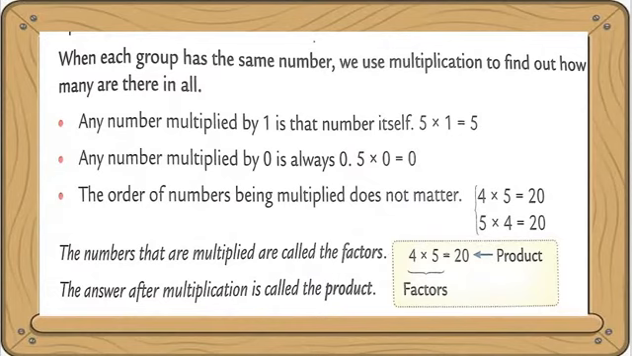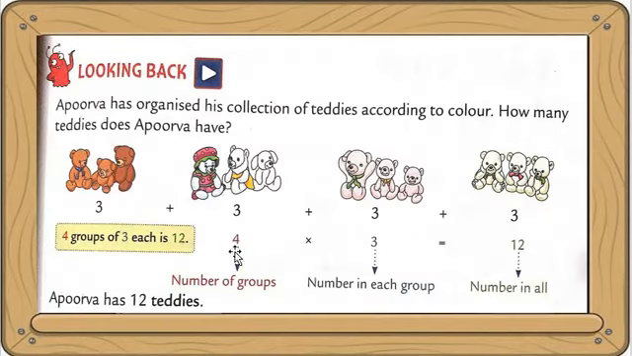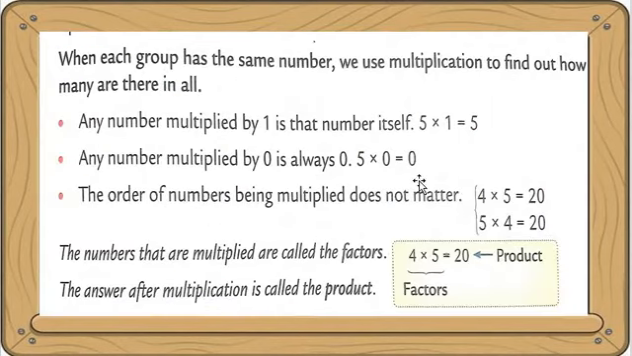Now let's check here some important lines or important instructions or definitions also. So when each group has the same number, see now, all students, remember in the example, all groups have the same number of teddies. How many groups are there? Here 4 groups are there, but the same number of teddies. See here, same number, 3 teddies here, and 3 teddies here. So they told us like that.